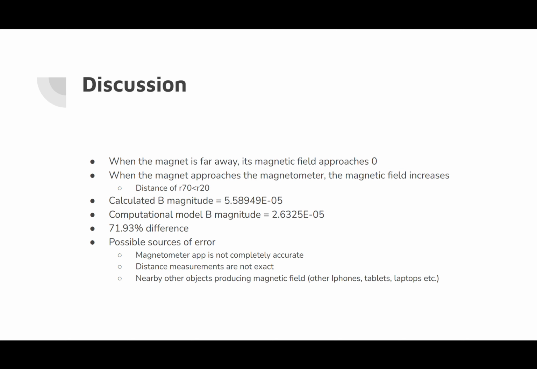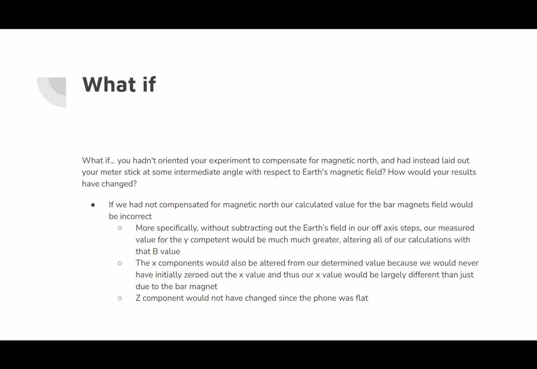Possible sources of error are the distance measurements are not exact, the magnetometer is not completely accurate, and nearby other objects may be interfering. As for the what-if questions, what if we hadn't oriented it? All our calculations would be off. More specifically, in the y component, if we had not taken into account Earth's magnetic field, we would never have subtracted it from our total value, and our y component would have been much greater than in reality.